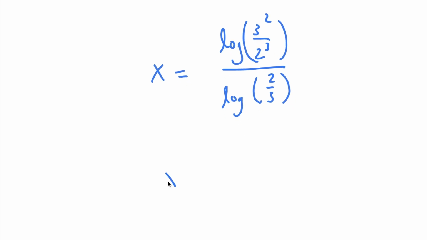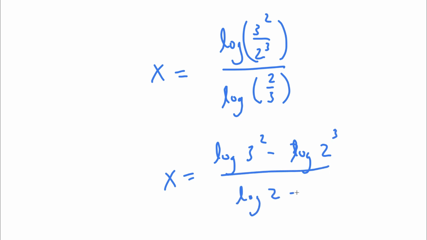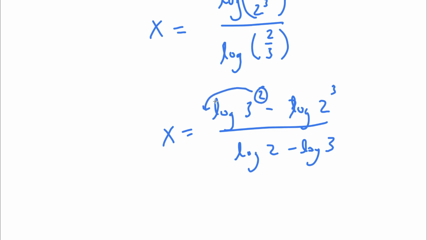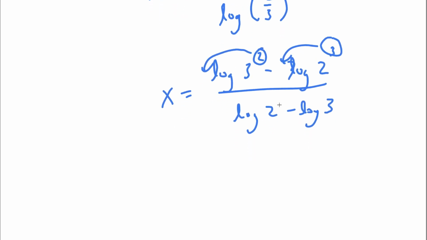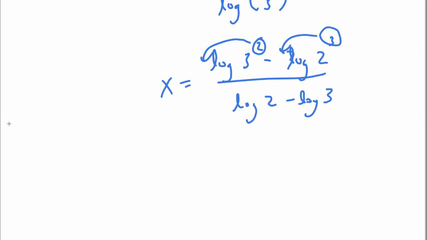And now this can be written as log 3 to the power of 2 minus log 2 to the power of 3 over log 2 minus log 3. Now I can move this to the front, move this to the front, and the value of log 3 is equal to 0.4771, and log 2 is equal to 0.301.